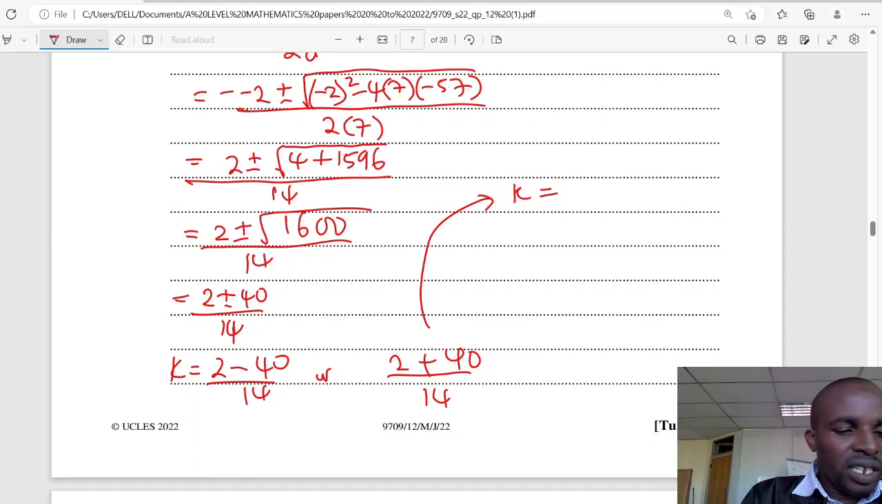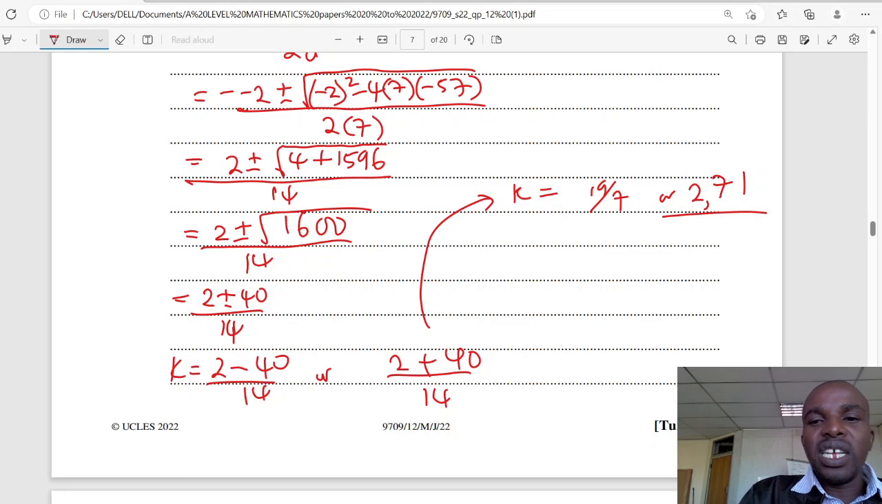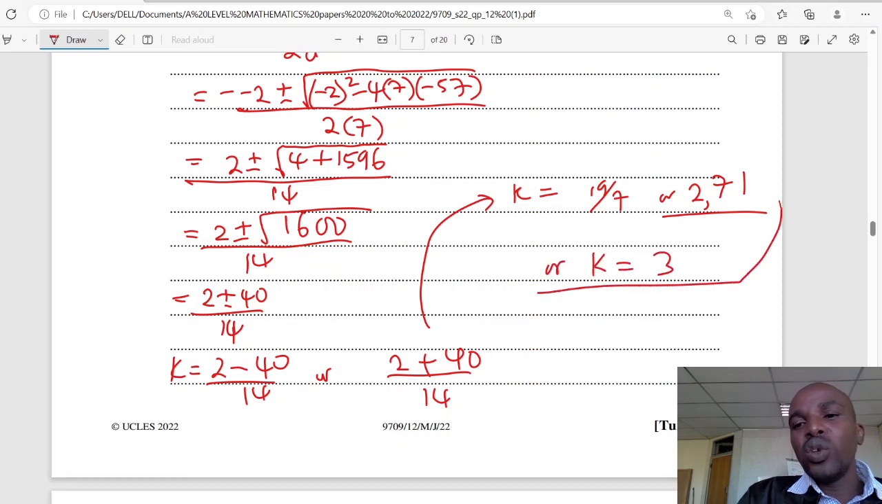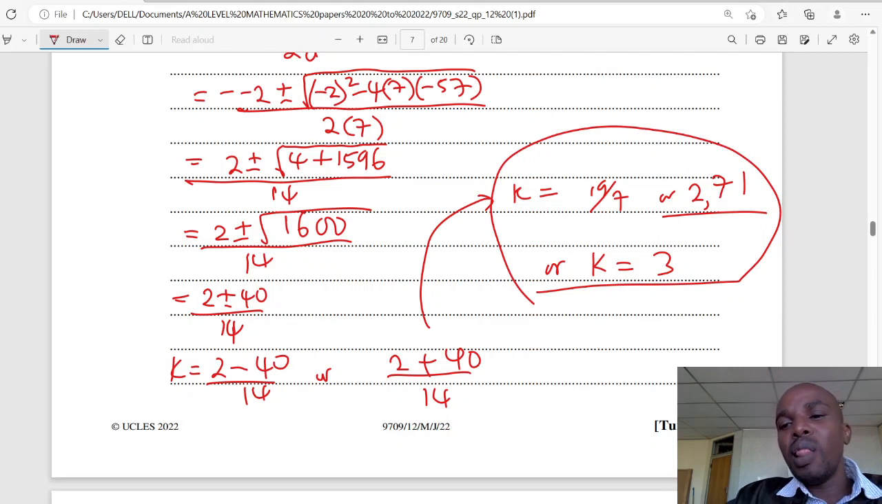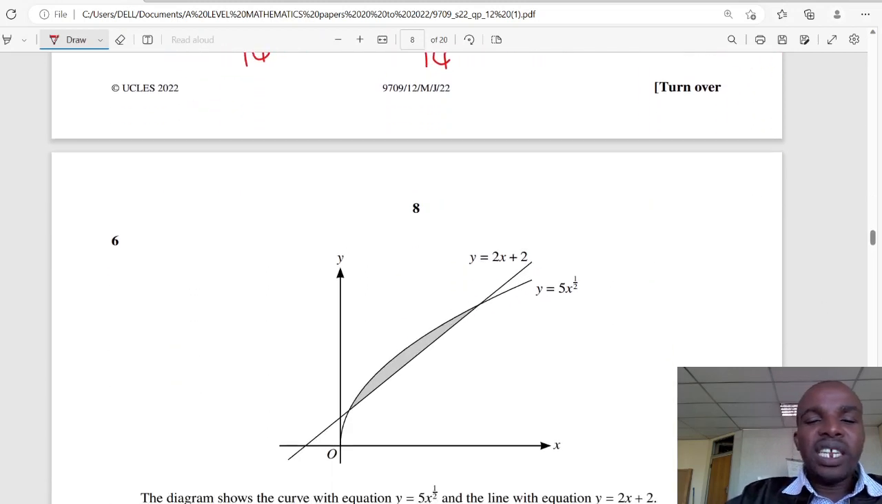19 over 7, right? So you can say 19 over 7, or in decimals, you can say 2.71 to 3 significant figures. Then the other item, 2 plus 40 is 42. 42 divided by 14 is 3, or k is equal to 3. So these are the two values of k. Done. Right, next question, number 6.